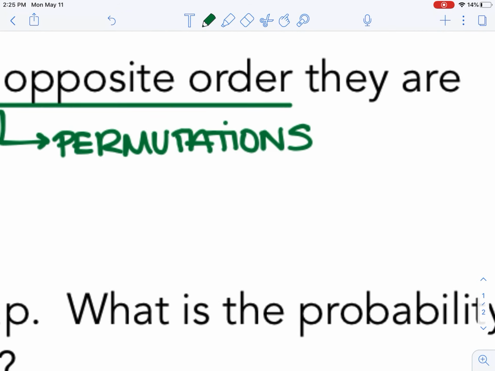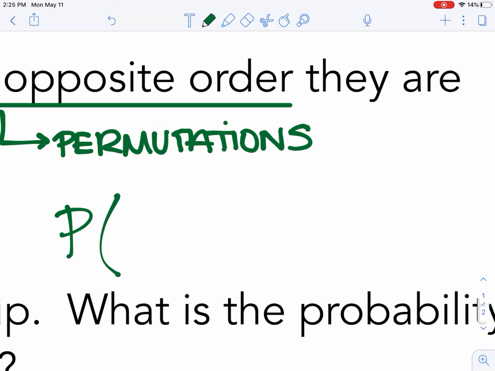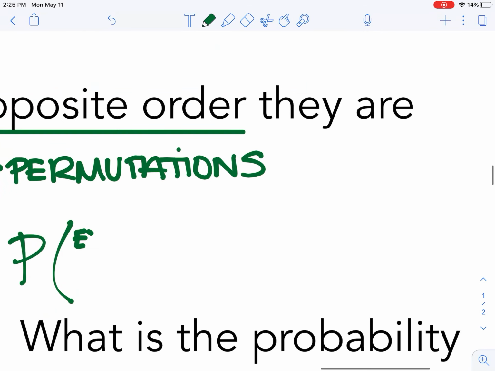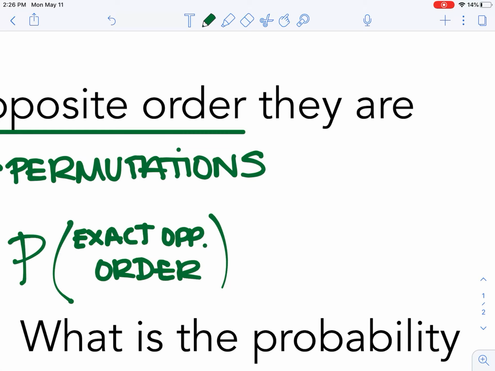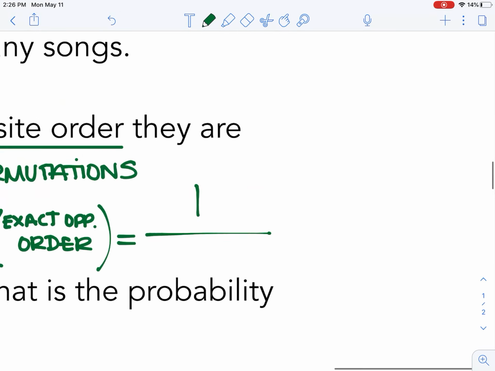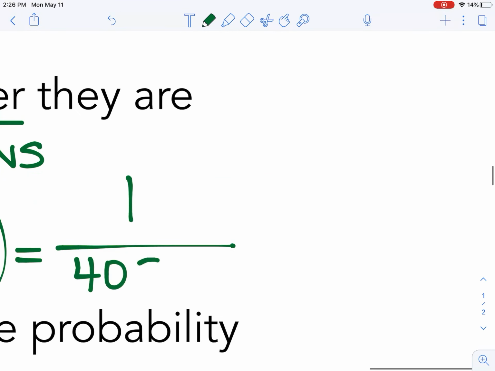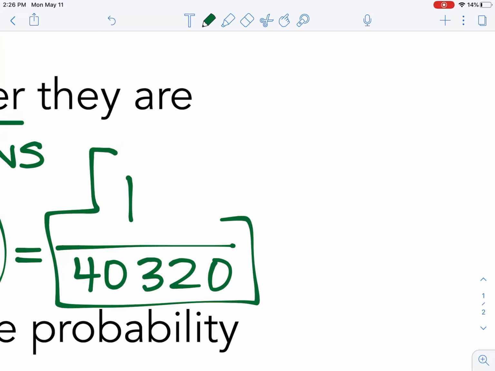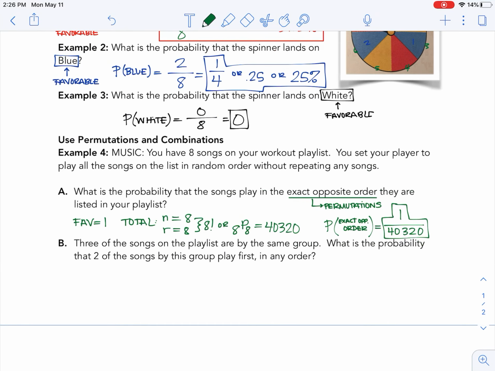So if we build out the proper probability, we're doing the probability that we have the exact opposite order. It's favorable over total, so 1 over 40,320. Now, if you divide that out into a decimal or percent, it's pretty small, so it might be easiest just to leave it in fraction form. But if you would like to put that into a percent, you can.